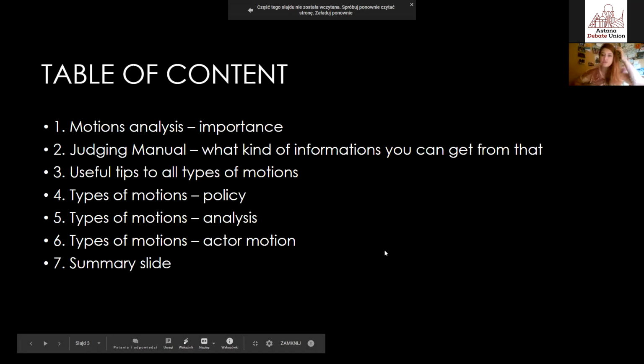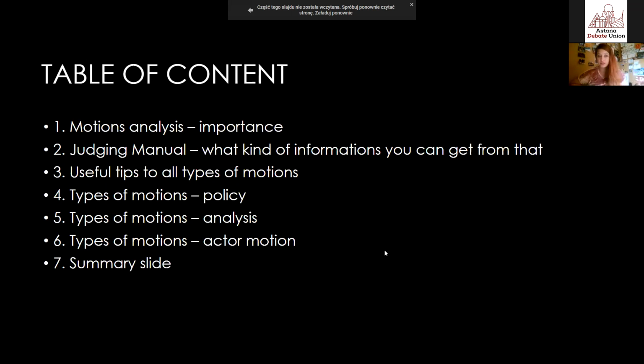Table of contents. Firstly, I will explain what is important in motion analysis and why it's worth paying some attention to this. Second of all, the information which you can gain from the judging manual and why there are useful tips, what judges should follow and how you should read the motion, what sort of expectations there are. Then some useful tips which you can implement for all types of motions, then the types of motions with some examples and explanation, and then the summary slide.